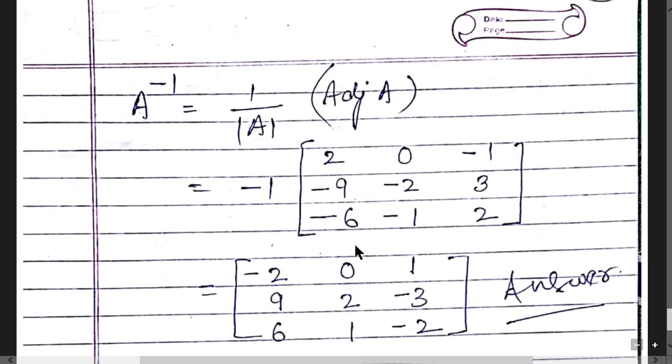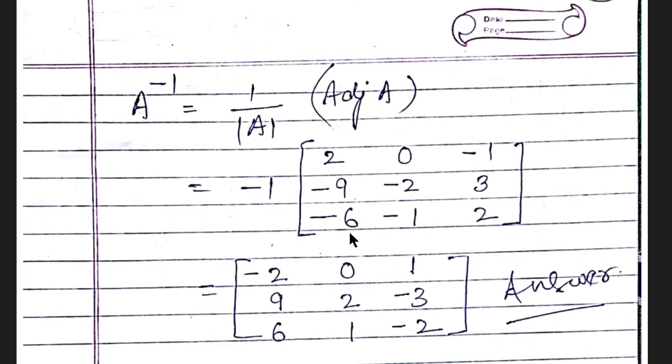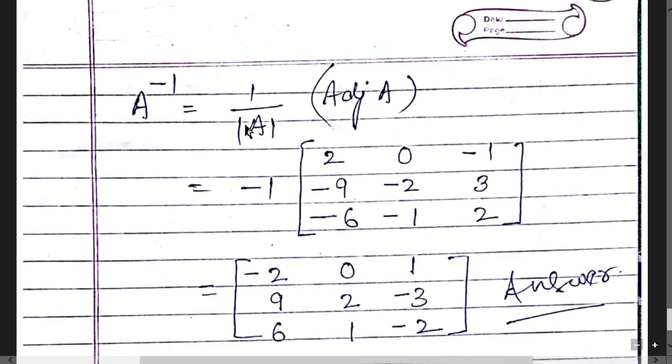In all the questions, we basically target to calculate the cofactors, and then the modulus, and then the adjoint, and by writing the formula of A inverse, 1 over A mod into adjoint of A, we insert the values.